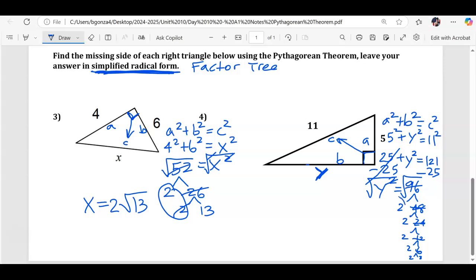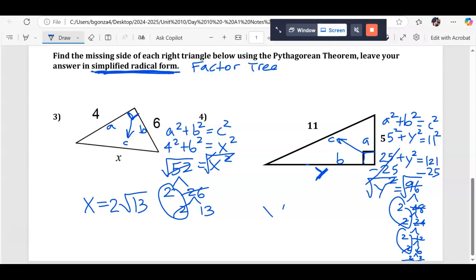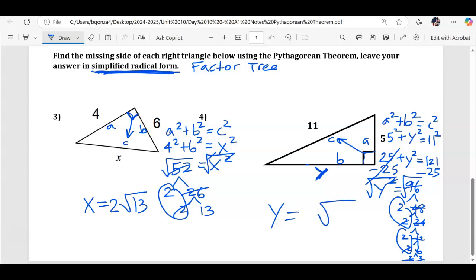How many pairs? 1 pair of 2, 2 pair of 2, and then 2 loners. So y equals square root. The 2 pairs multiplied, 2 times 2 is 4 on the outside. The 2 loners, 2 times 3 on the inside is 6.